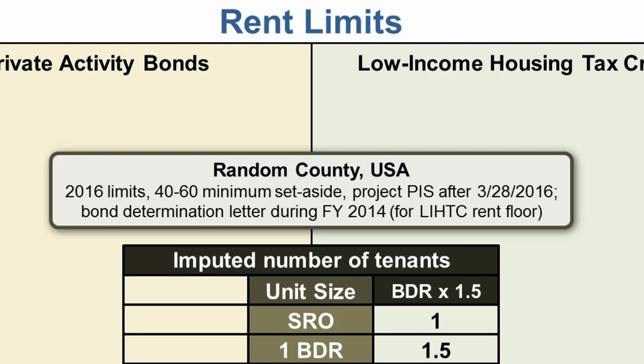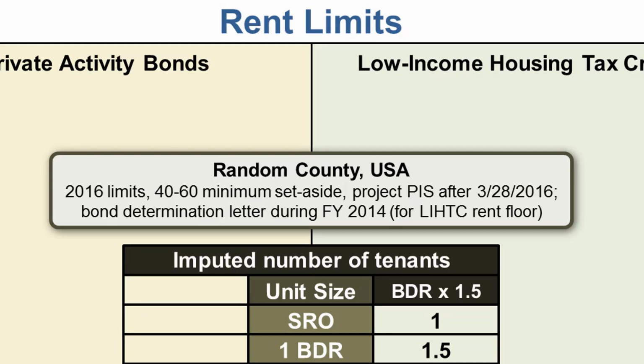And then we have a bond determination letter during the fiscal year 2014 for this idea of a LIHTC rent floor. Now, how many layers have I already talked about? This is quite a few. Like, why is all of this important? So this sets out the provisions here, the minimum set aside, the new limits.